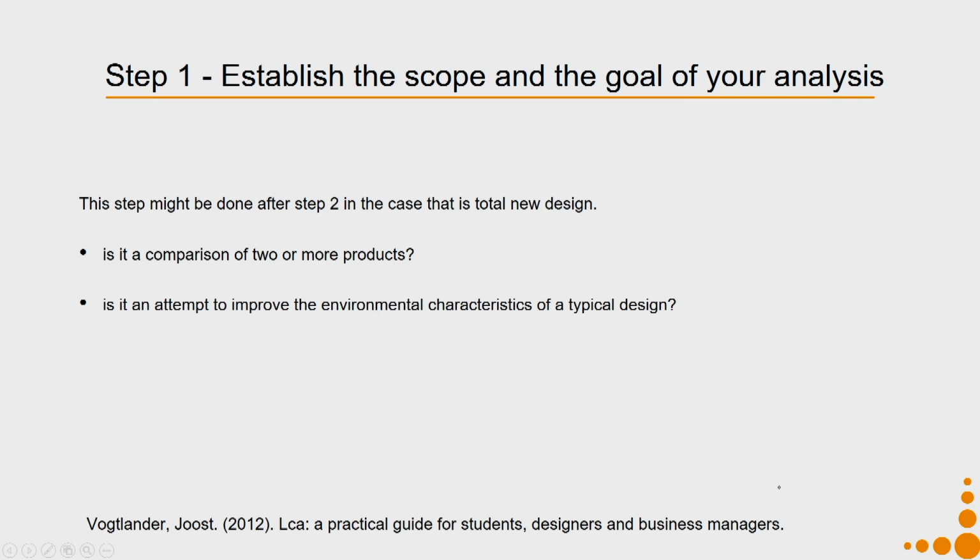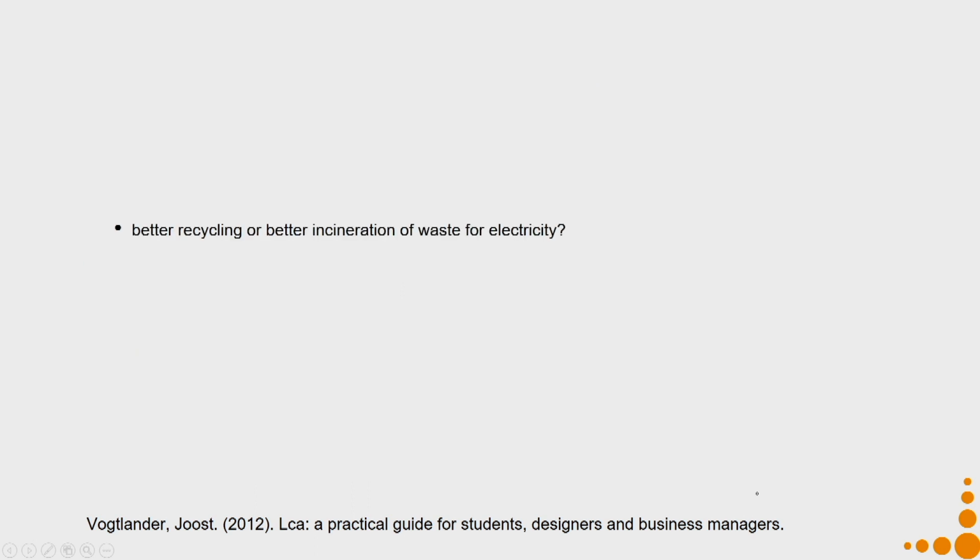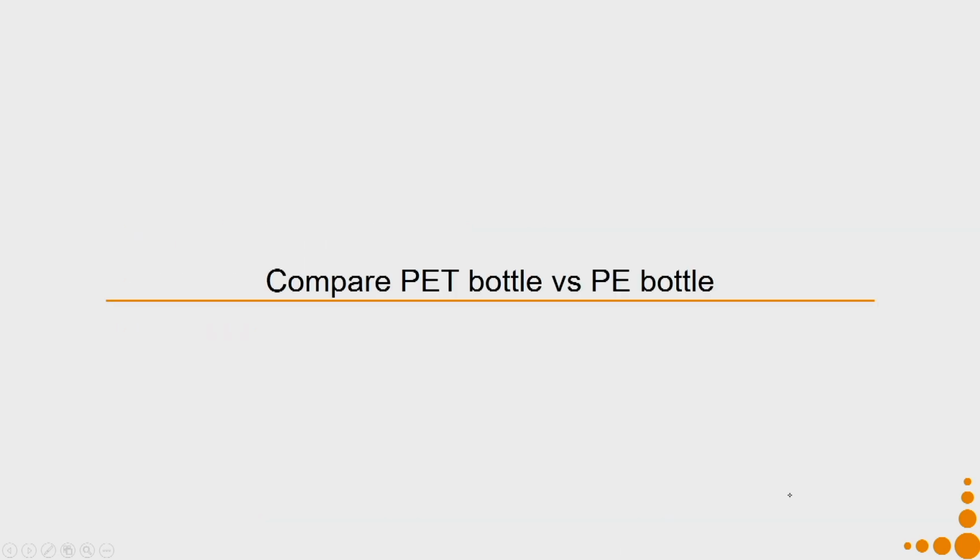Or it is an attempt to improve the environmental characteristics of a typical product. So, I know that after doing an LCA, the impact at resource depletion level is very high. So, my aim is to improve the environmental characteristics of that design on that particular aspect. So, less or less harmful materials, less energy in the use phase. It depends, after doing my first LCA, what I identify as my aim for improvement: less transport, better recycling or better incineration of waste for electricity, cradle to cradle solution, better durability.